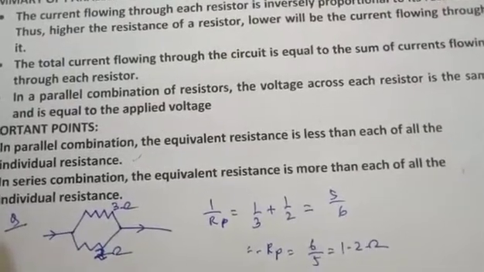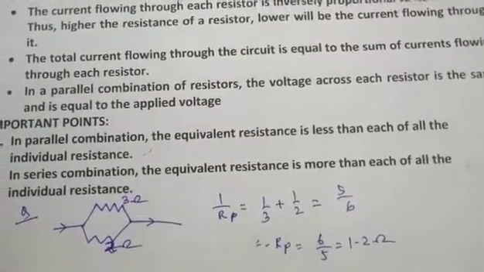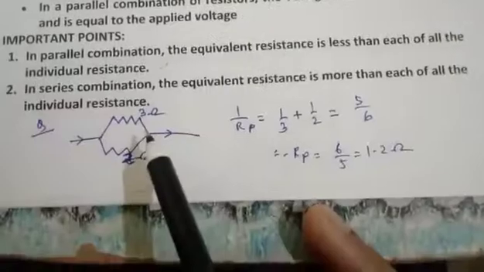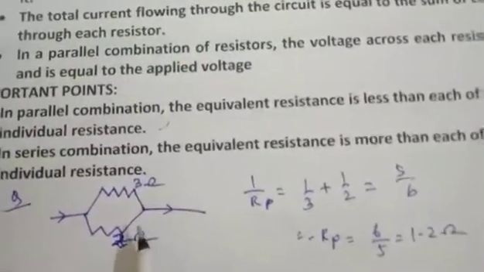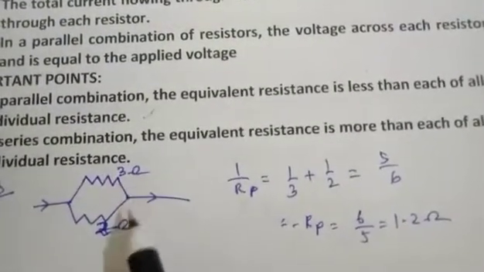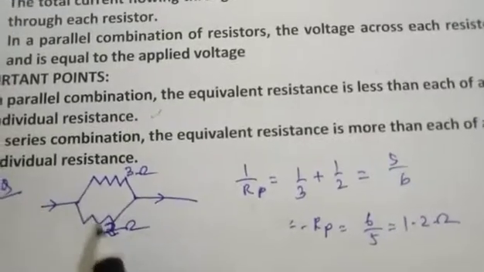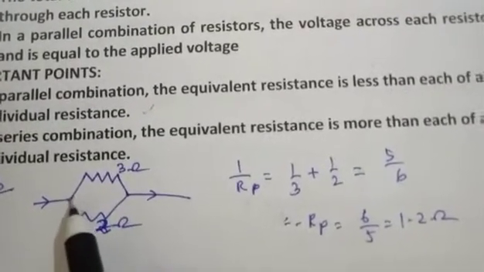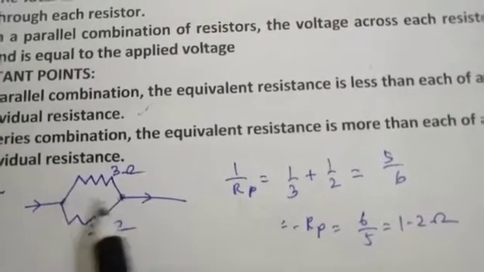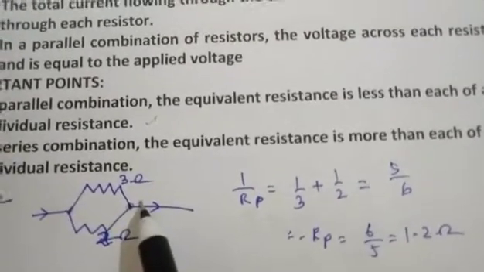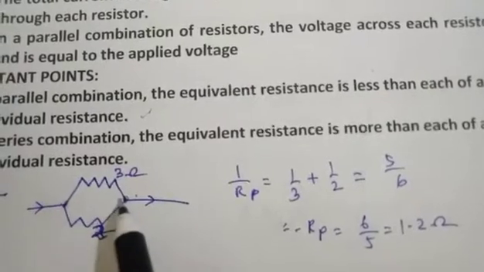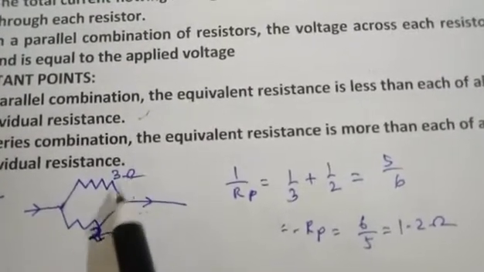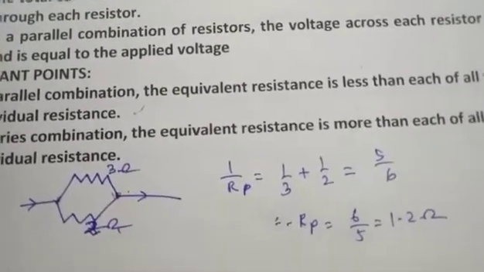On the basis of that, let us take up one example. We are taking two resistors, 3 ohm and 2 ohm. They are connected in parallel because they are going to share the same common points here. Look at the figure here. Both of them are going to share the same common points. So 3 ohm and 2 ohm are connected in parallel.